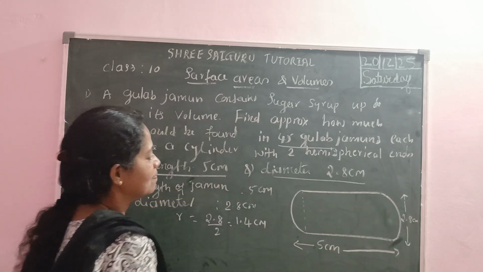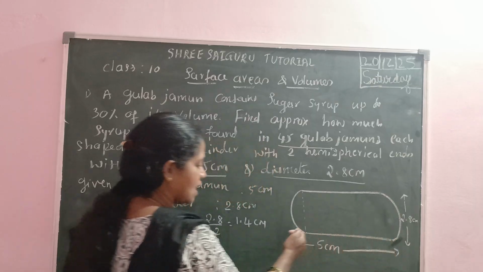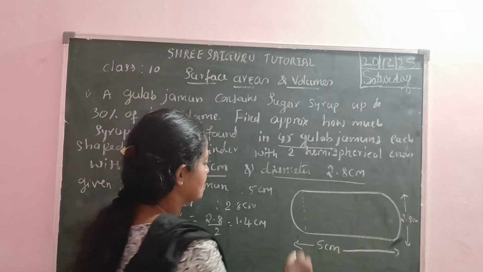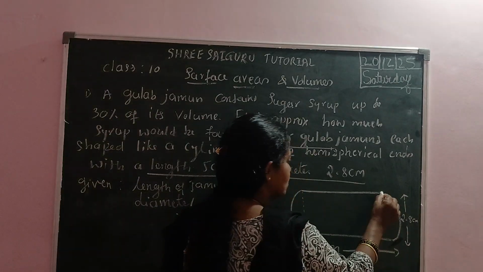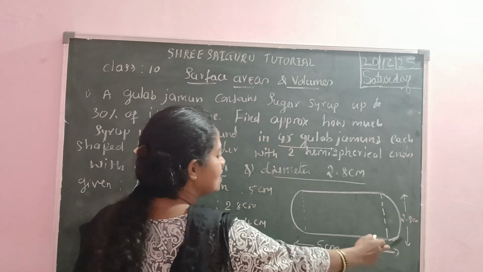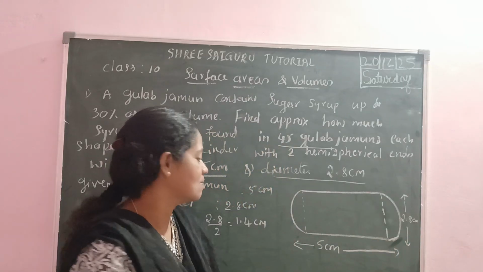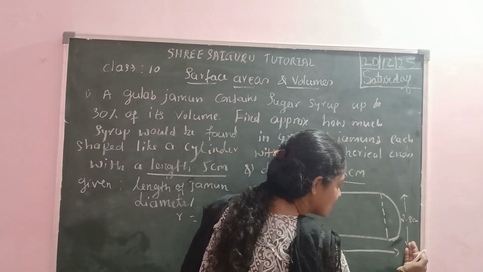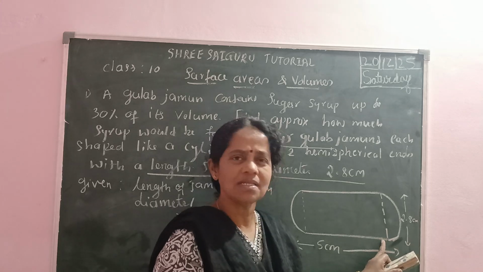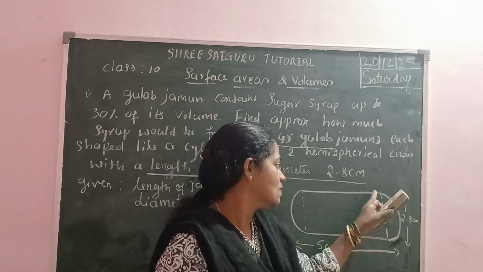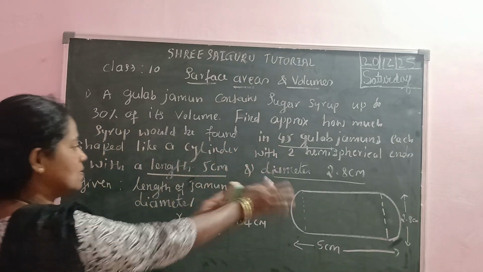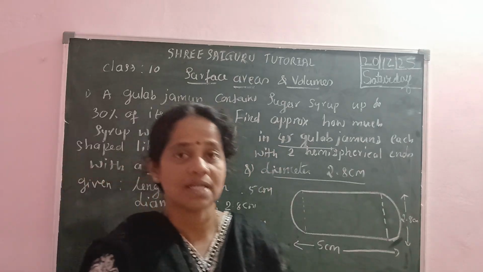You know that. See here, the jamun is in the shape of a cylinder, but the ends of this cylinder are hemispheres. Two hemispheres. So here this is the hemisphere, and the total length of the jamun is 5 centimeter. So from here to here, the length is 5 centimeter, and the diameter of the hemisphere is equal to the diameter of the cylinder, which is 2.8 centimeter. So the drawing of the diagram is very important here.